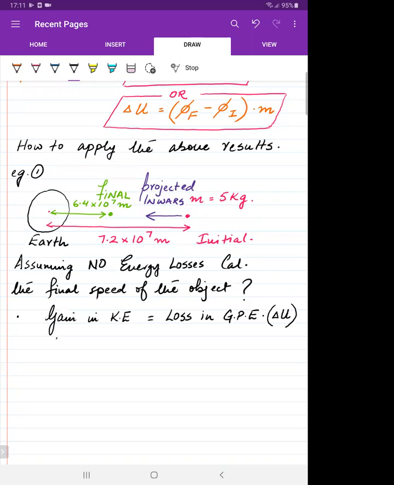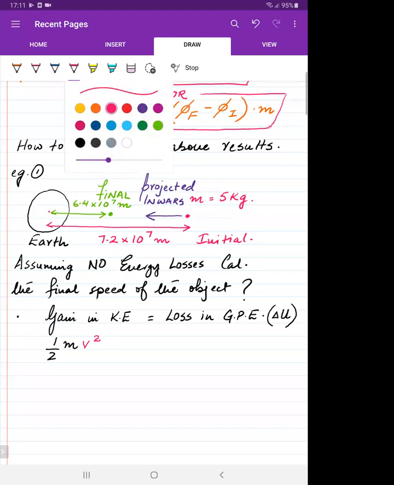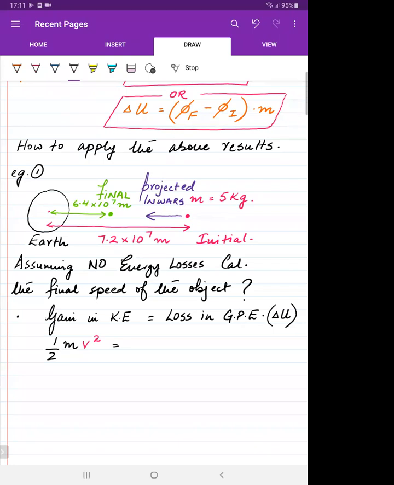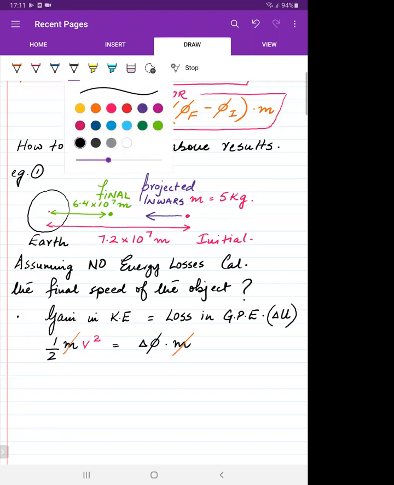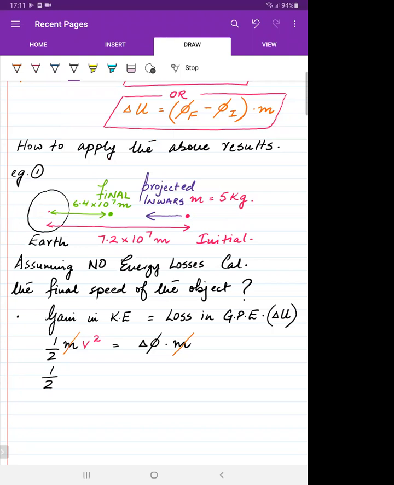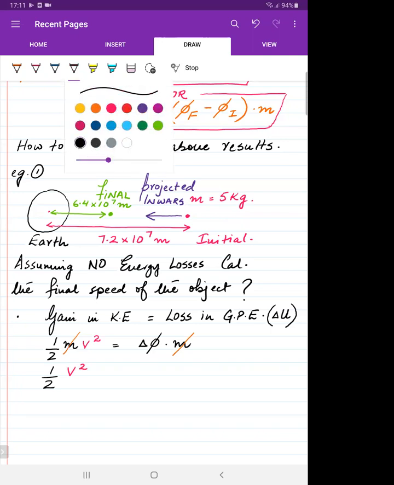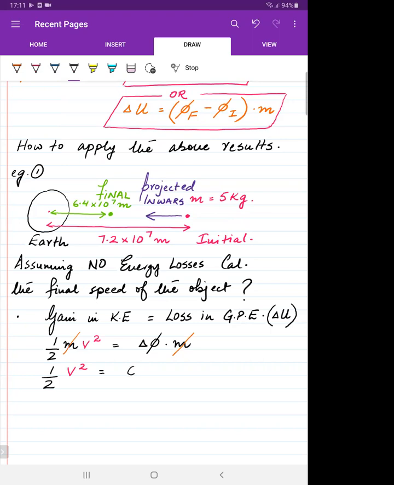So gain in kinetic energy can be represented by the term half m v square, where v is the speed that we are trying to calculate. And on the right hand side, delta U can be replaced by the term delta phi times m. The mass of the object gets cancelled from both the sides. If you simplify this further, you will get half times v square. Delta phi can be replaced by the term final value minus the initial value.